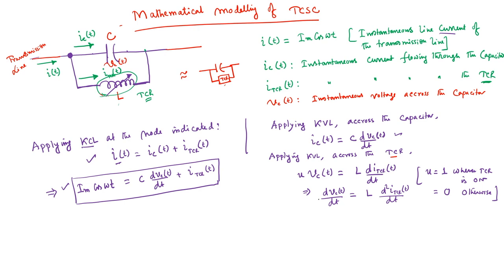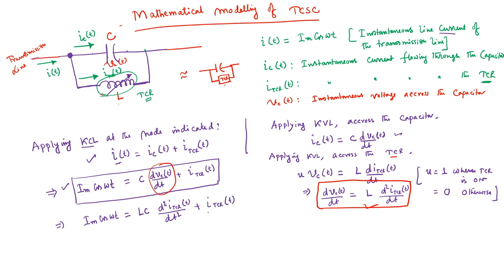Now, if we put this over here, then this equation will be I_m cos ωt is equal to, if you put this equation here, I am simply replacing this dv_c/dt with this, then what I will get is L c d²i_TCR(t)/dt² plus i_TCR(t). So, this is the final equation we are trying to arrive at.